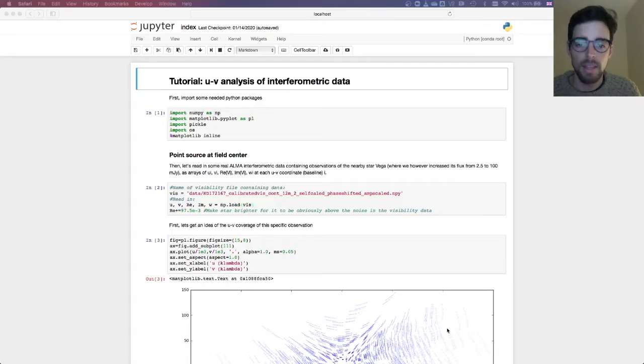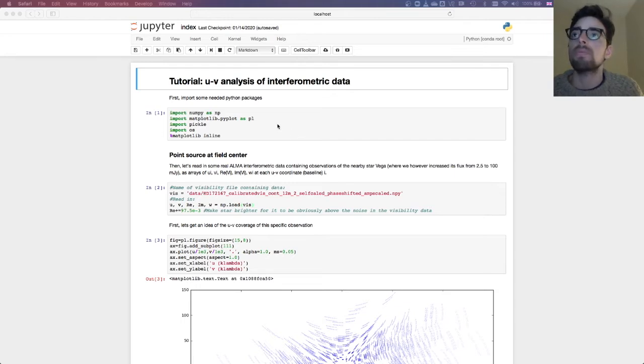Okay. So after the short introduction and a little bit of revision of Fourier properties and how to translate image properties into Fourier properties and vice versa, I'm going to guide you through this Jupyter notebook where we're going to get a little bit more familiar with these concepts and with picturing what calibrated visibility data really looks like using true visibility data, in this case from ALMA, without having to rely on imaging and the cleaning process.